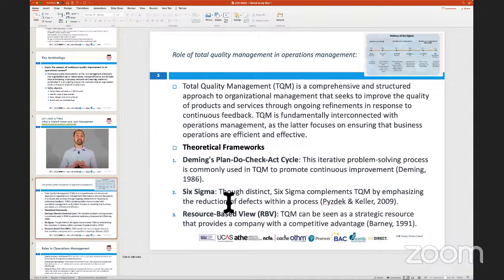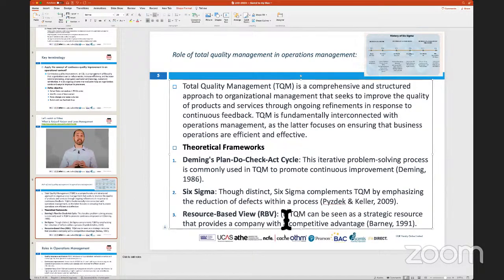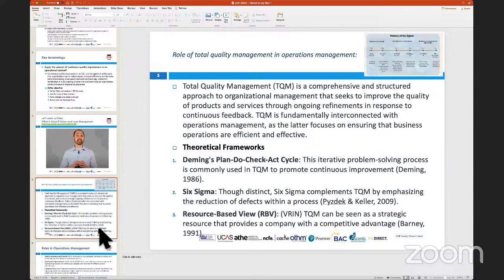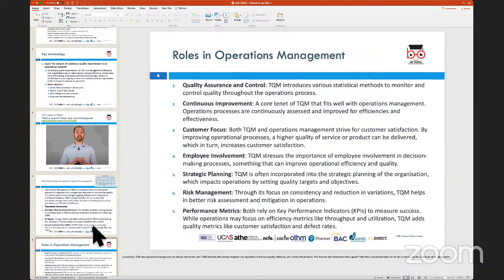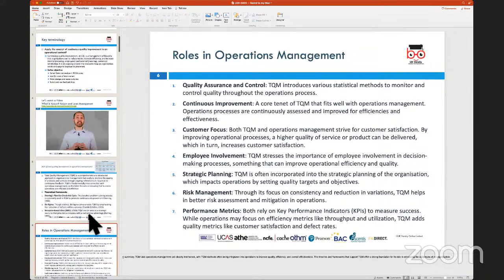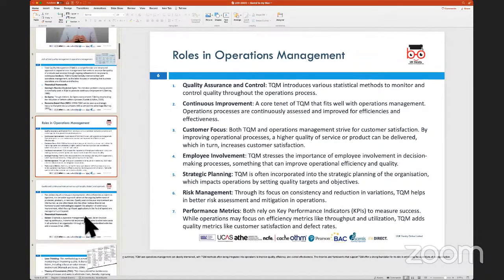So we looked at Deming's PDCA cycle, the Six Sigma approach, the resource-based view, and the other view that we also talked about was VRIN, V-R-I-N. This is because resources are finite, and I gave an example of the Coca-Cola bottling plant. If they look at the theory of constraints, they are seeing an increase in customer demand, they are looking at increasing manufacturing facility, they are looking at competition, and they are looking at how their operations would be affected.